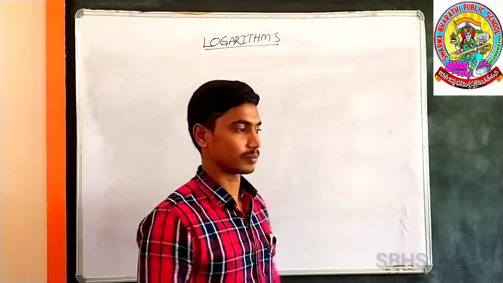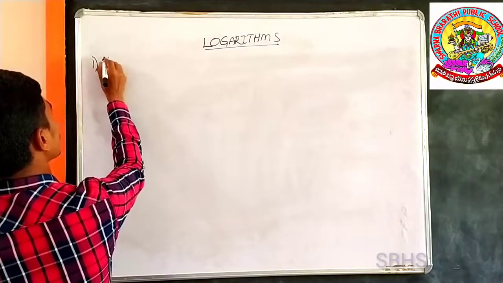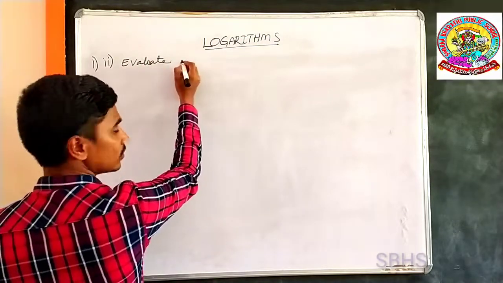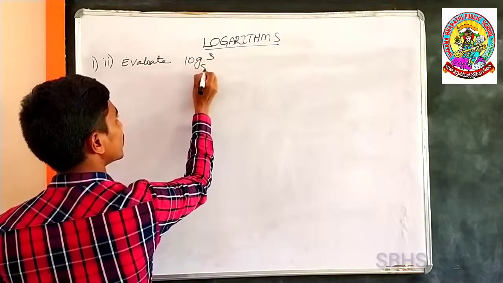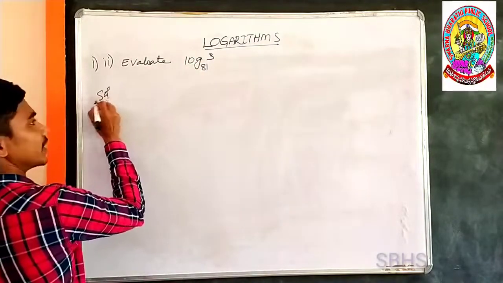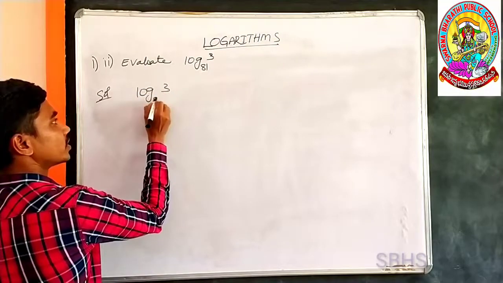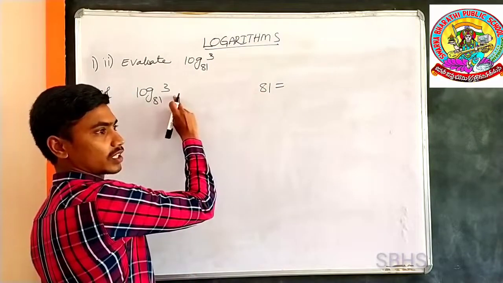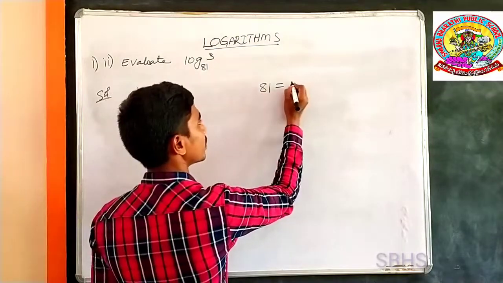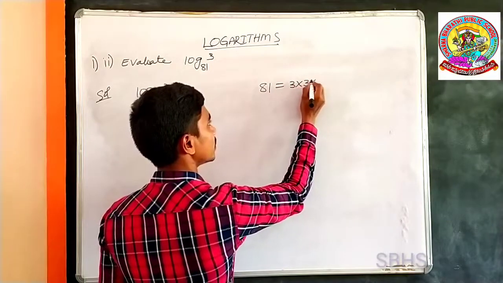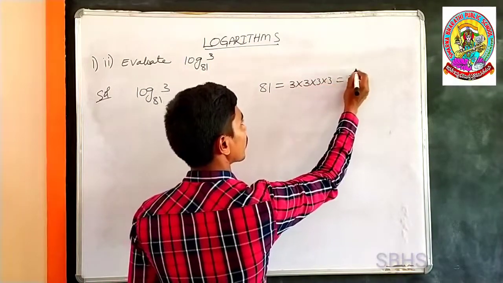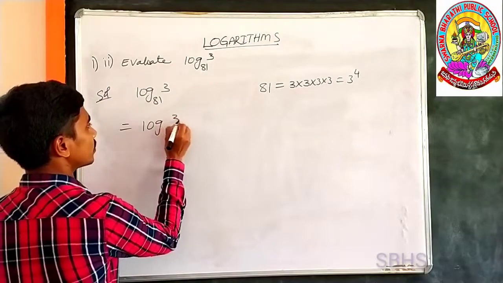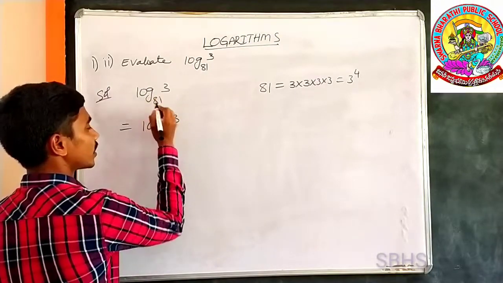From exercise first sum, in problem number 2, evaluate log 3 to the base 81. Given log 3 to the base 81. 81 can be expressed in powers of 3. 3 into 3 into 3 into 3. 3 power 4 is equal to 81. So log 3 to the base 81 can be expressed as base 3 power 4.